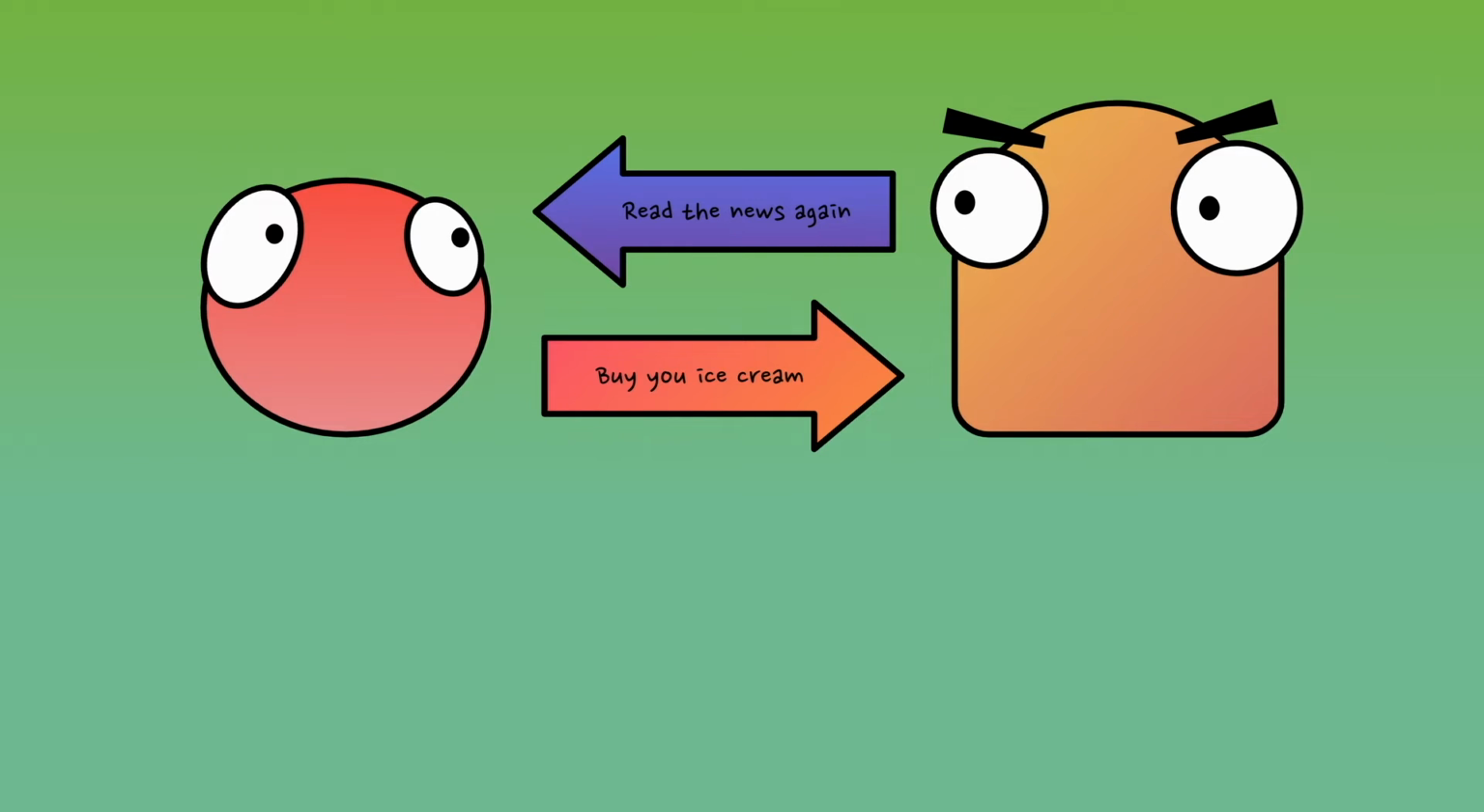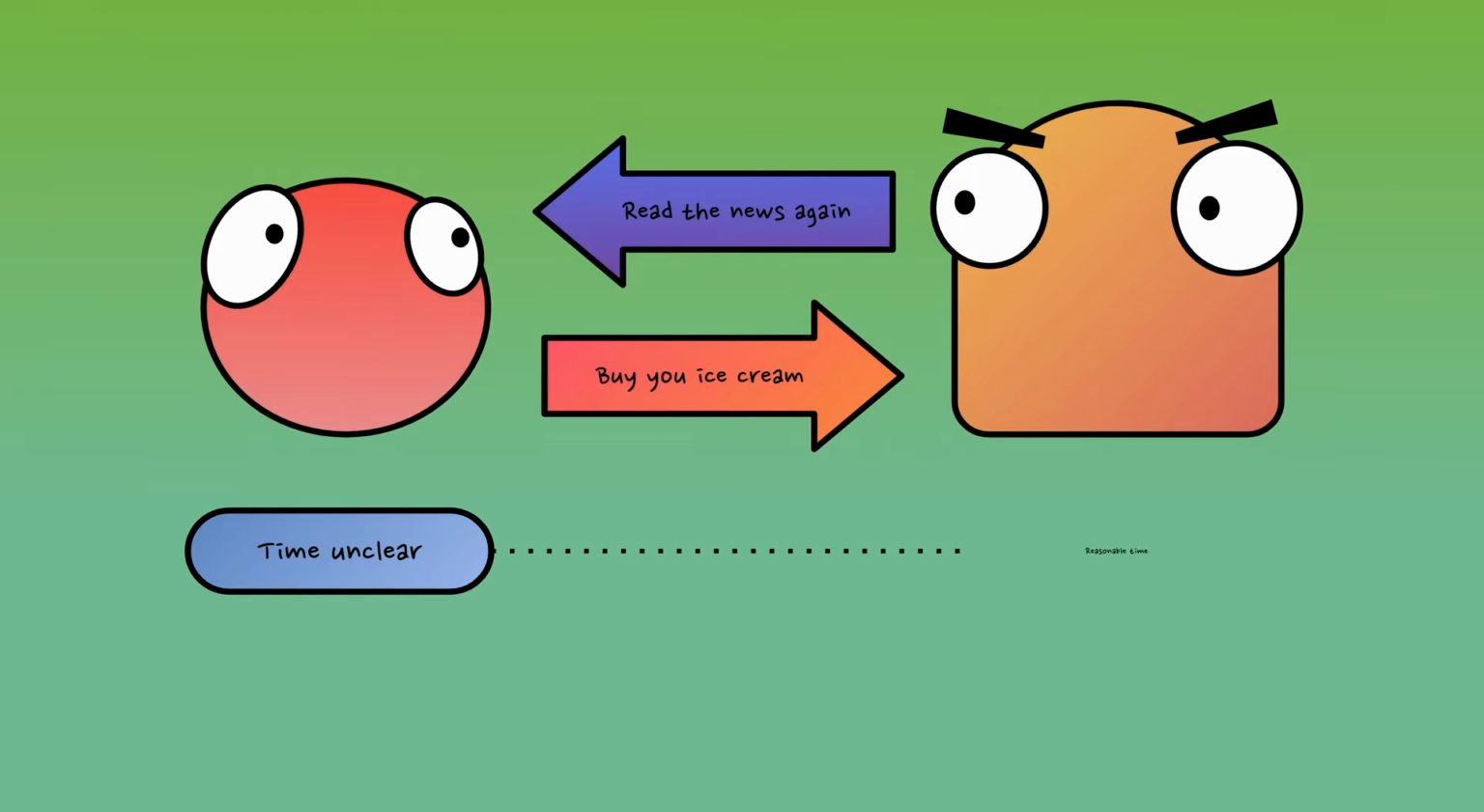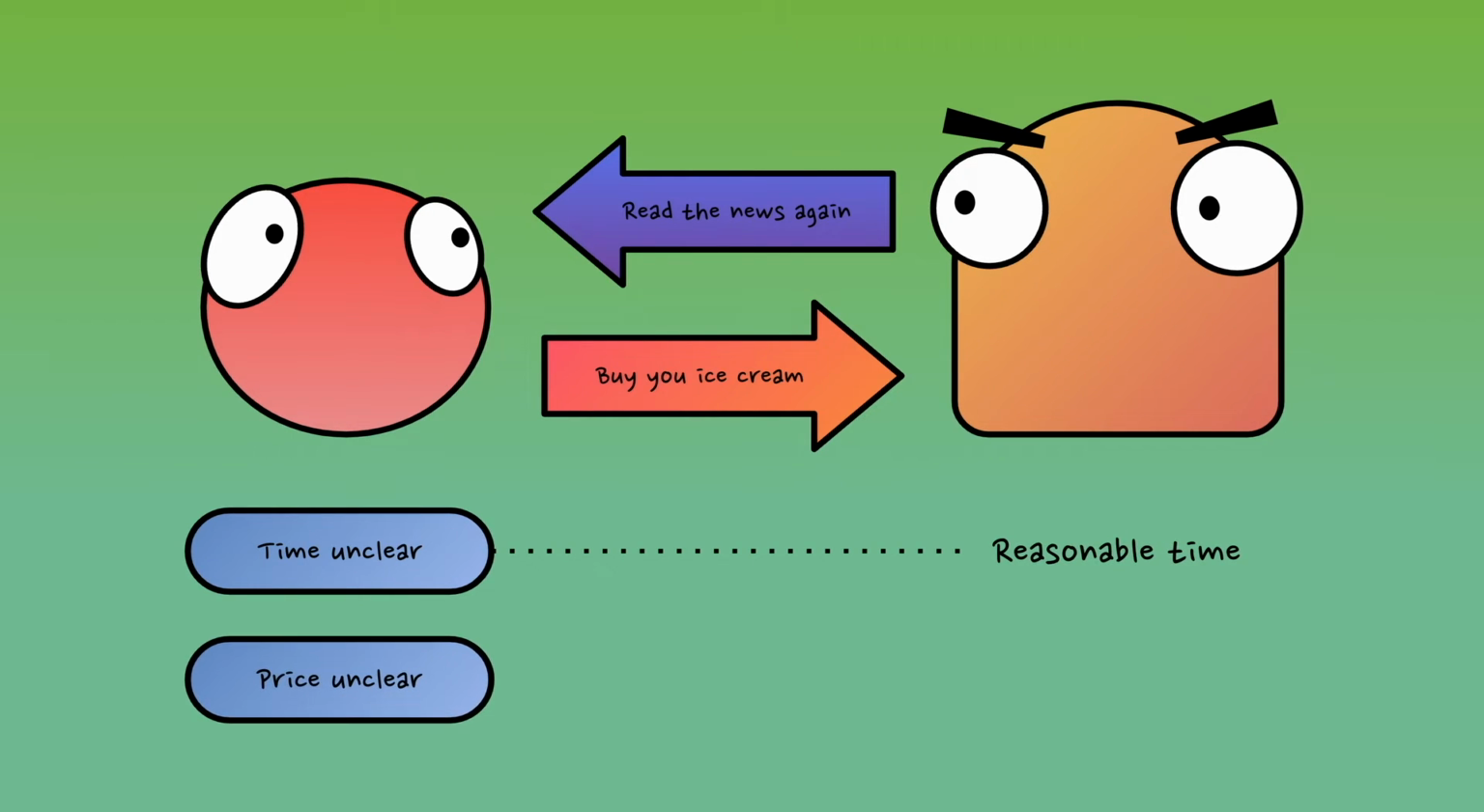And you might look at this and say, well, we don't know everything that's going on. We know the parties. We know what each is promising: Bo's promising a service of sorts, that he'll read the news again, and Bob's promising a good, I'm going to buy you an ice cream cone. But we don't know the timing. We don't know, well, how much is it going to cost, right? Like, what is the price of this ice cream cone? Well, it doesn't really matter, right?